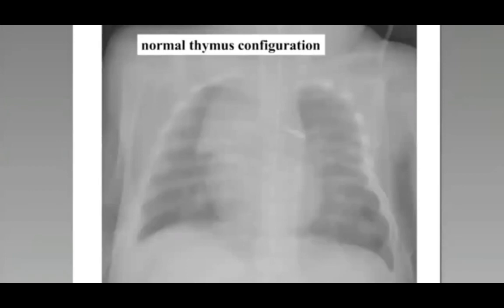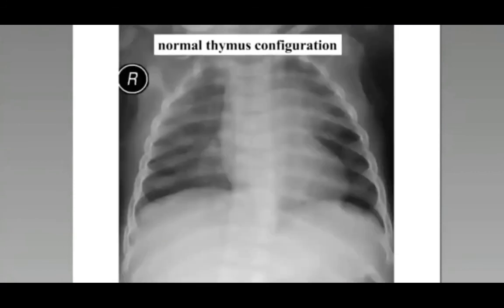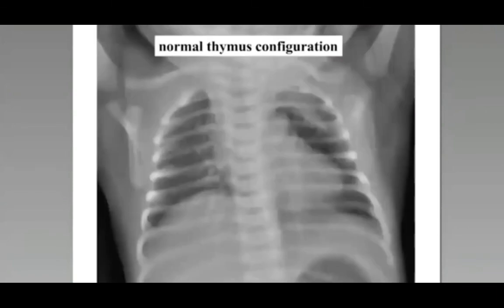The thymus can also be asymmetrically enlarged. This is the classic sail sign where the right lobe of the thymus is asymmetrically enlarged. Similarly, the left lobe of the thymus can also be enlarged, as outlined here. And the thymus can have an elevated appearance in this particular case.